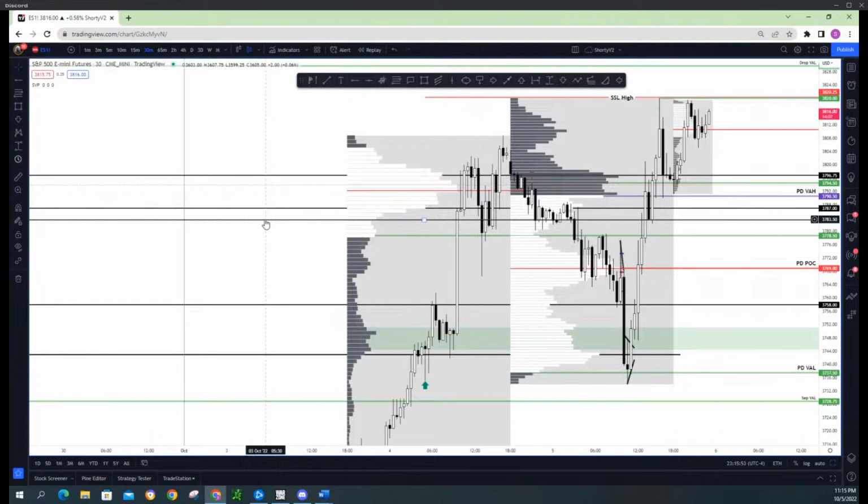If you're making, let's say, $435 on this move from here to here, and that happened in maybe an hour and a half, you're making $430. That's a pretty good hourly rate, guys.